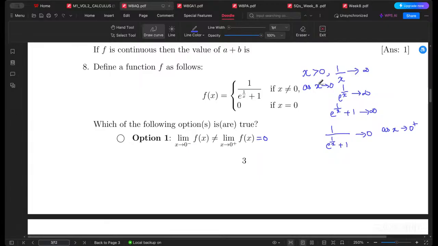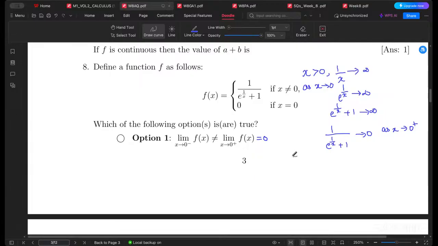See here, as x goes to 0, 1 by x goes to infinity. Because of that, e power 1 by x also goes to infinity. Because of that, the whole denominator, e power 1 by x plus 1, is going to infinity. So if you have a constant in the numerator and the denominator goes to infinity, then the whole term goes to 0, right? Okay, so now we have obtained the right hand limit.